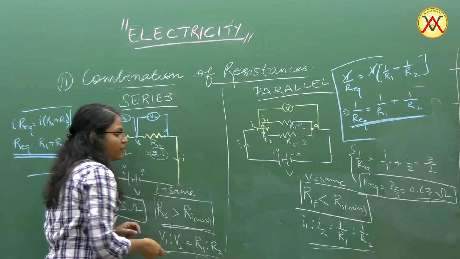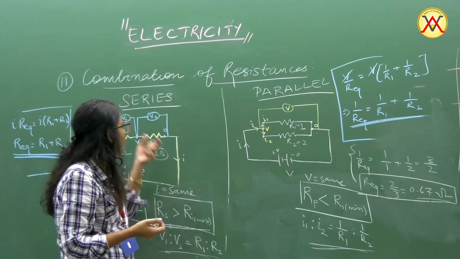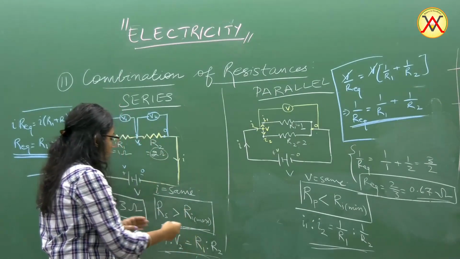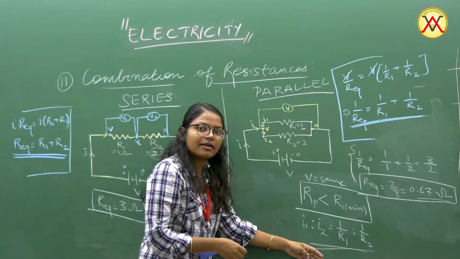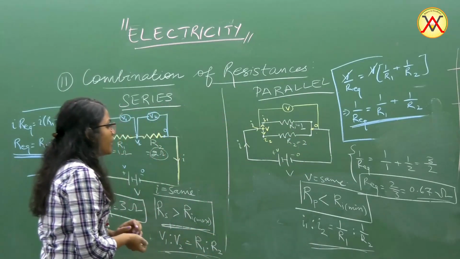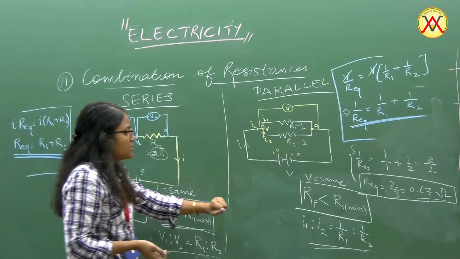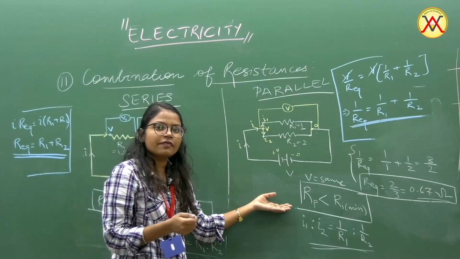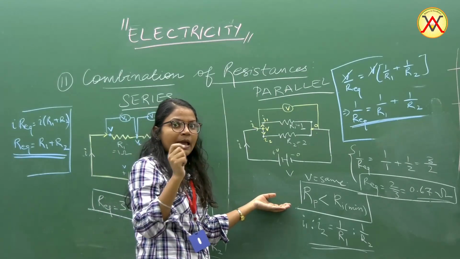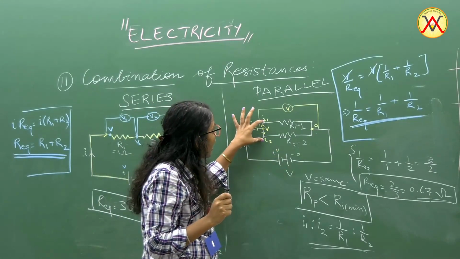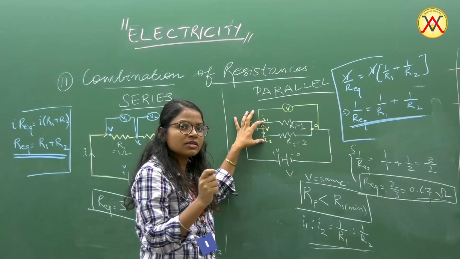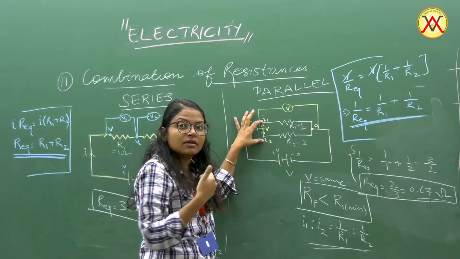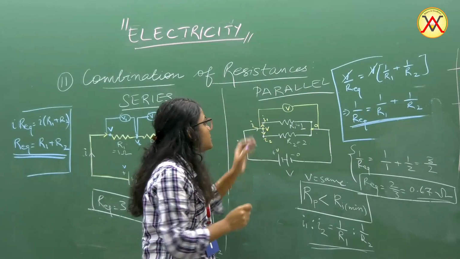These are the three most important conclusions drawn from our combination of resistances, that is, in series combination and in our parallel combination. Using these conclusions, there are some applications of parallel combination of resistances. One most important application is that our parallel combination is used in our domestic circuits.